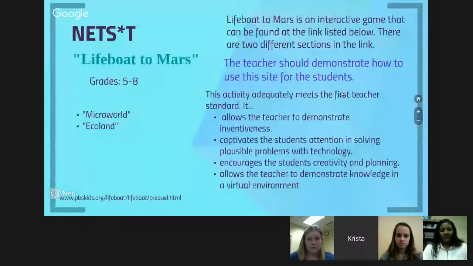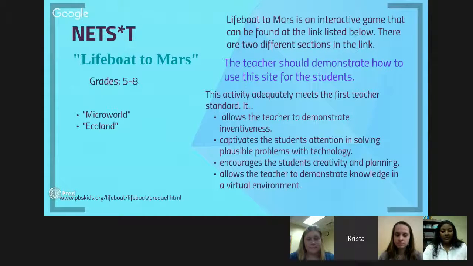The Teachers First site had a Lifeboat to Mars activity. It was a website that was for grades 5 through 8, and there was 2 options from it where you could choose to go to create a micro world or an eco land. Both of these were on like a spaceship, and the students could create them. Teachers First suggested that you demonstrate this to your class in front of the class. I suggest using EcoLand.